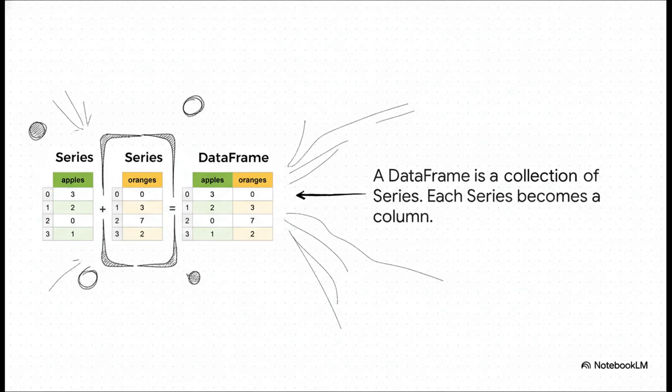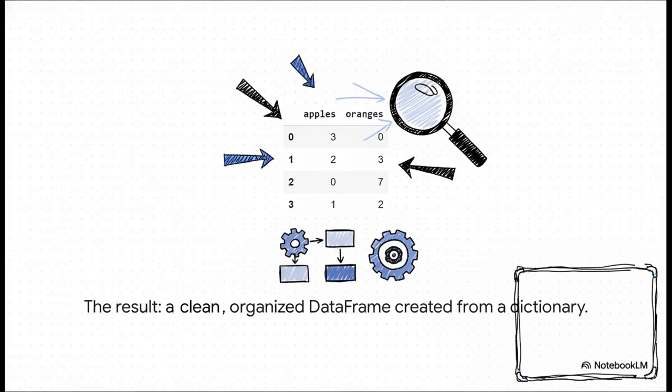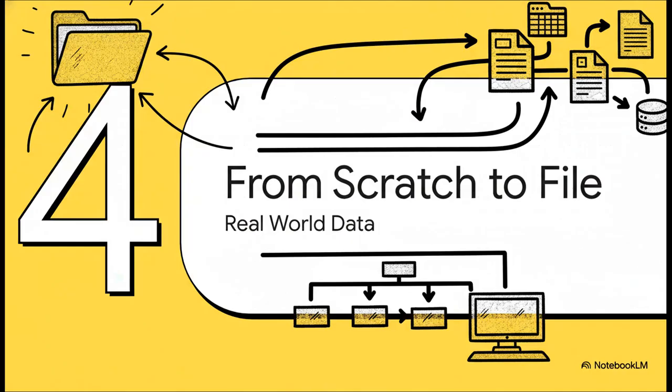It's awesome. And doing this in code, it's a piece of cake. It's just 2 steps. First, you organize your data into what's called a Python dictionary. The keys, like apples and oranges here, they become your column names. Step 2, you just tell Pandas to create a data frame from it. That's it. And there you have it, a perfect, clean, organized table, all ready for you to start analyzing. And remember, what you're looking at was made with just those 2 little lines of code. It's that fast.